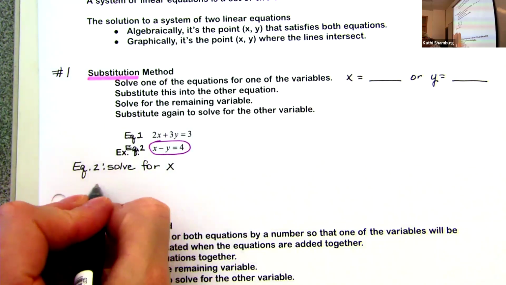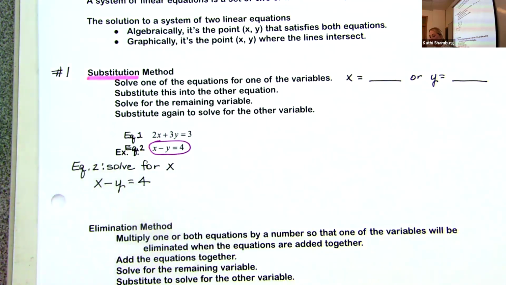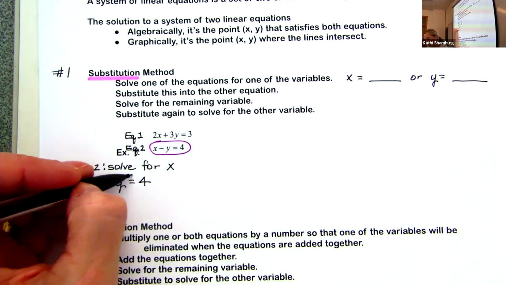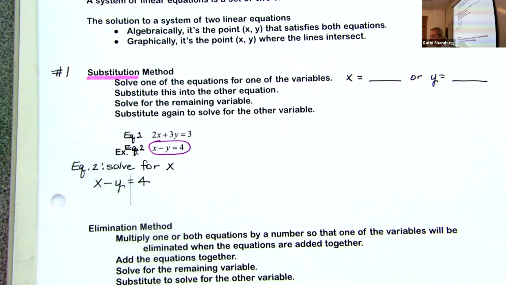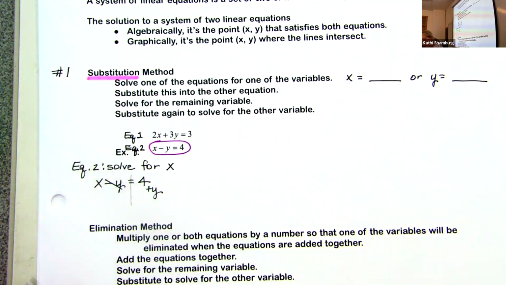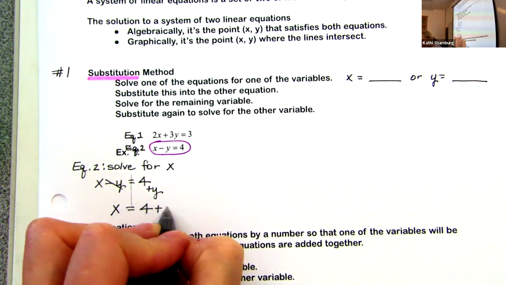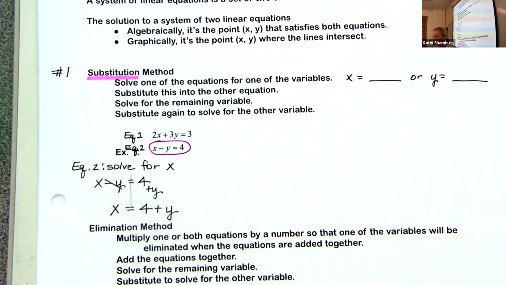All right, so I'm going to rewrite it. X minus Y equals 4, and I want to solve for X, which means I want to get the X by itself. How do we move the minus Y? We do its opposite, which is add. We're going to add Y. So now I'm left with X equals 4 plus Y. This equation and this equation are still the same equation. They just look a little different. Okay.